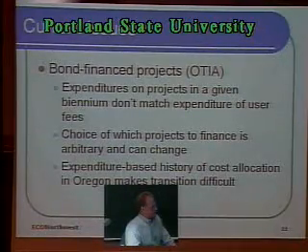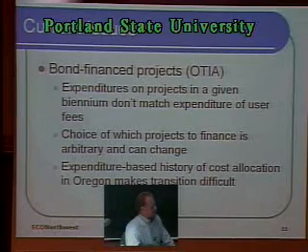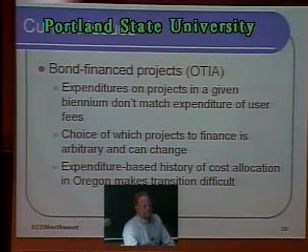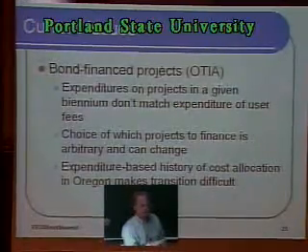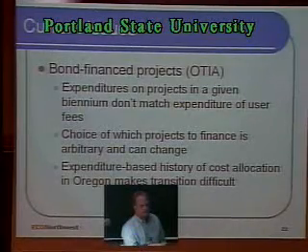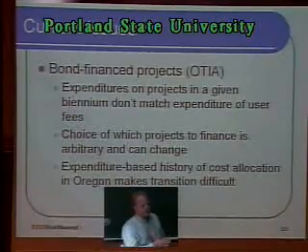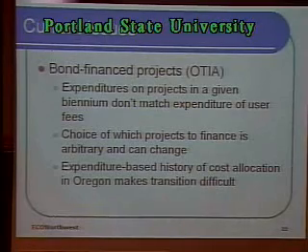And finally, the expenditure-based history of cost allocation in Oregon makes transition difficult. Ideally, you would want to transition to a method where you amortize the cost of a capital project over its expected useful life. But without being able to go back and figure out the current period's share of costs of all of the existing capital out there, it's very difficult to make that transition.